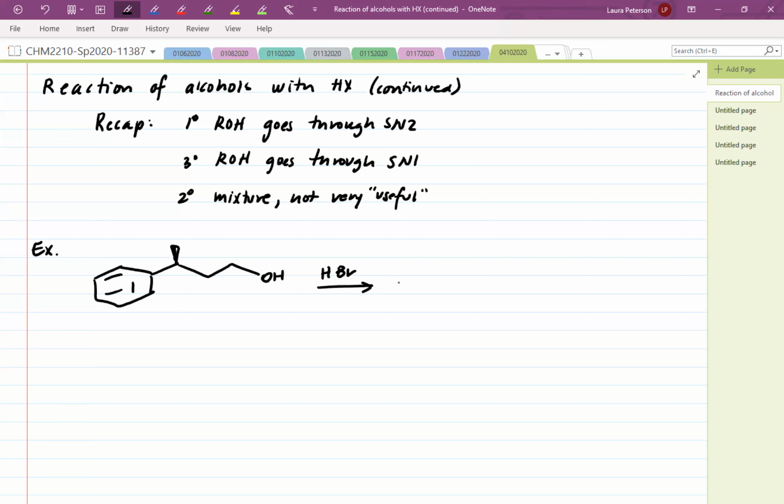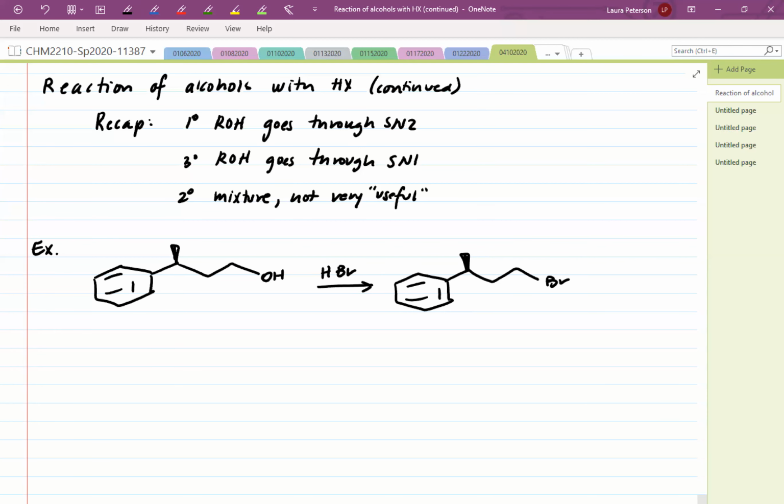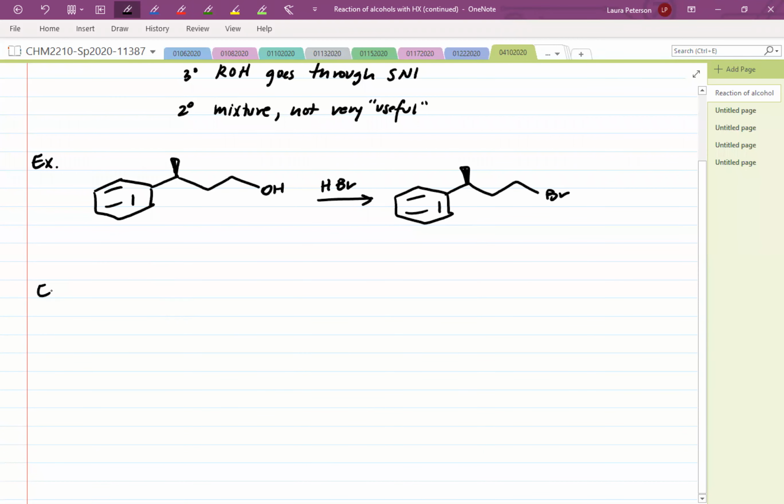Okay, and so in this case, as it relates to the position of the alcohol, it's primary, so we don't need to worry about the stereochemistry there. But I threw in this chiral center here at the benzylic position just to point out, if we had a chiral center existing somewhere else in the molecule, we wouldn't touch that. Okay, so let's look at one last example of this.